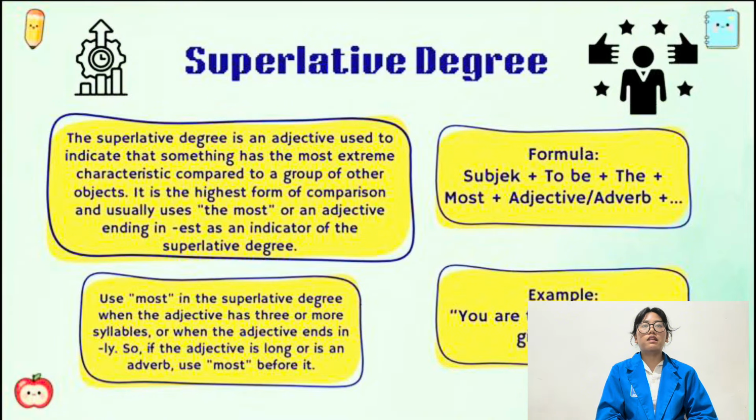Next slide, superlative degree. Superlative degree using the most. When comparing one object with a group and showing the highest level of quality. Formula, subject plus to be plus the most plus adjective. For example, you are the most beautiful girl in BCA. We use the most with long adjective or adverb. For example, the most beautiful, the most expensive, the most carefully. This indicates the highest degree among all members of a group.